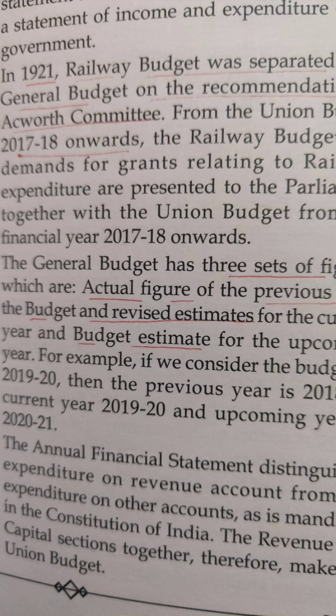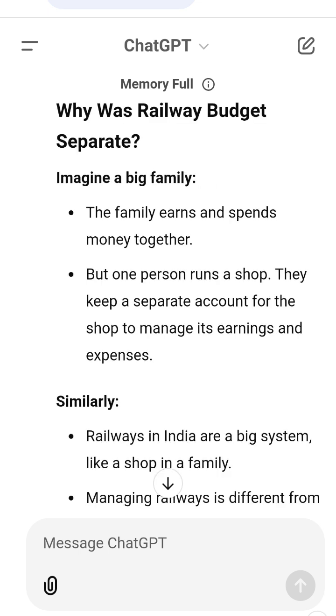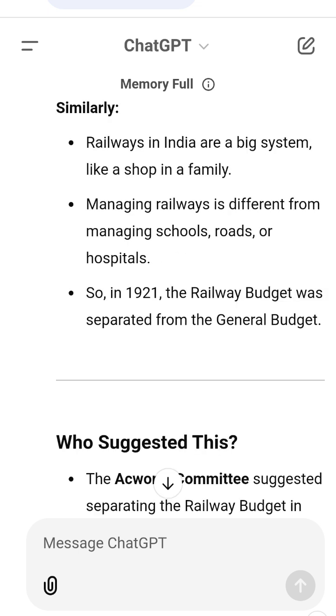3. Revised estimates: updated numbers for the current year based on actual performance. Example, if plans for 2019-20 were to earn 10 lakh but only 8 lakh was earned by December, this is revised. 4. Next year's estimate: a forecast for the next year's earnings and spending. Example, for the 2019-20 budget, the next year is 2020-21.